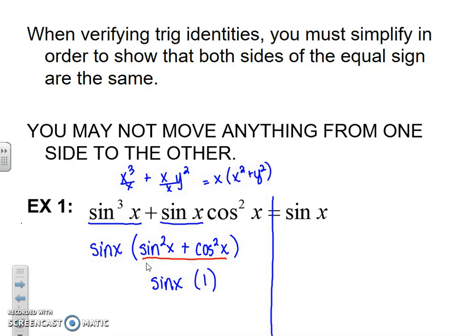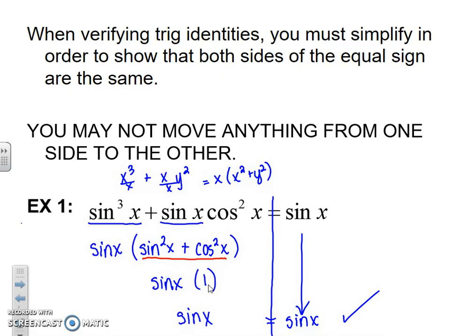Now everybody knows sine x times 1 is sine x. But we have to write this step because that lets me know that you knew you could replace sine squared x plus cosine squared x with 1. And then our last step is that we would just have sine of x here. Now both sides of the equation equal sine x. So we have verified this identity. We have proven that it is true.